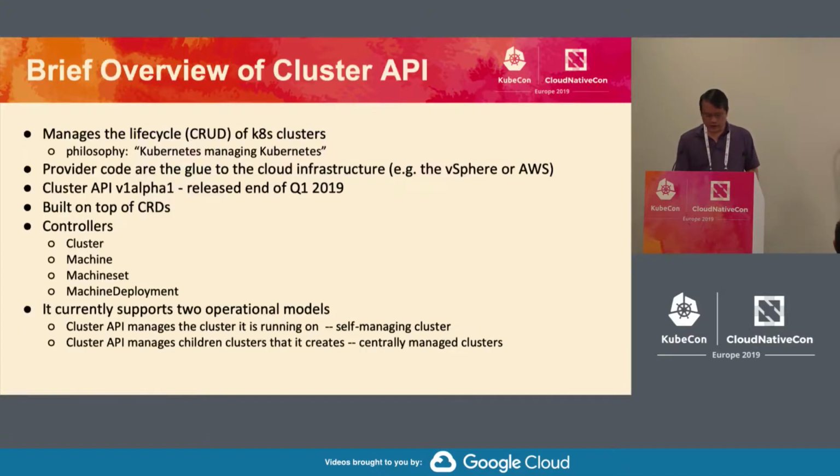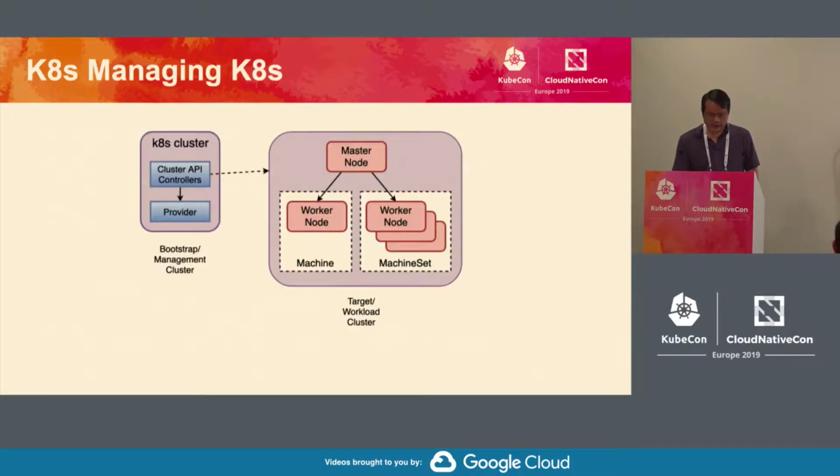So when I said earlier that we're following the philosophy of Kubernetes managing Kubernetes, this is what a diagram of that looks like. On the left-hand side, you have what's called a bootstrap or management cluster. And on the right-hand side, you have the target workload cluster. On the left-hand side, you have to deploy Kubernetes, the Cluster API and the provider on an existing Kubernetes cluster in order to use it. I'll refer back to this diagram once we get to the demo.